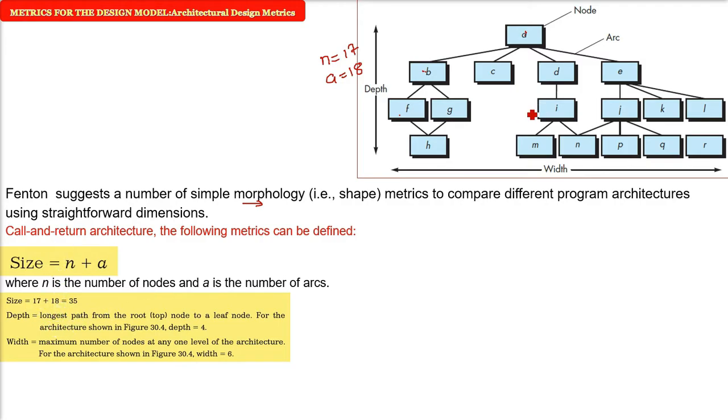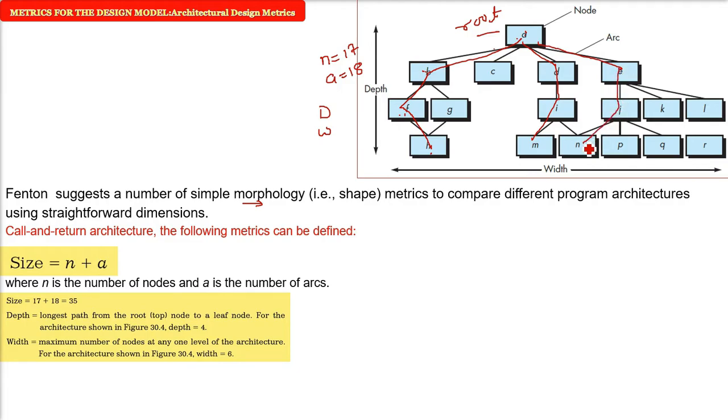There are other parameters also, like the depth and the width. Depth is the longest path from the root, which is the top node, to a leaf node. So in the figure, you can just see how many levels it has. 1, 2, 3, 4. So depth is the number of levels you can assume. This is the longest path from the root to the leaf. So the answer here is 4. Depth is going to be 4.